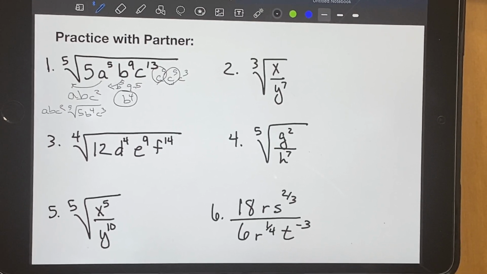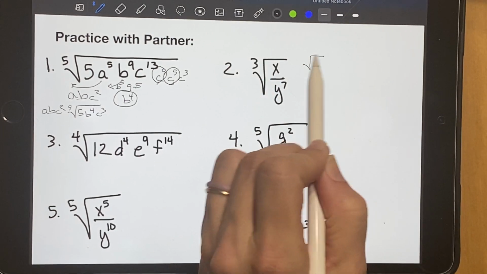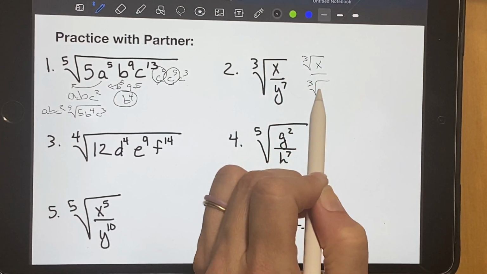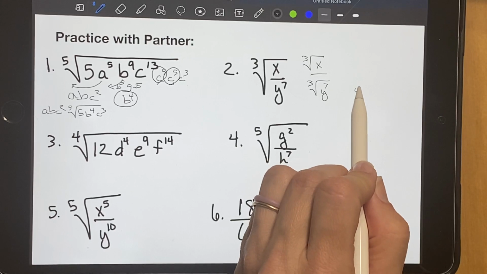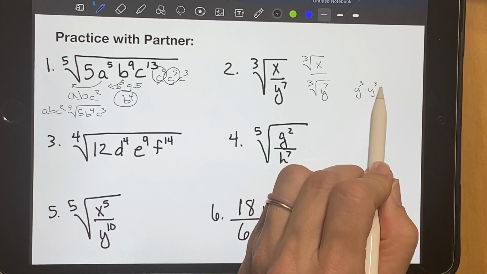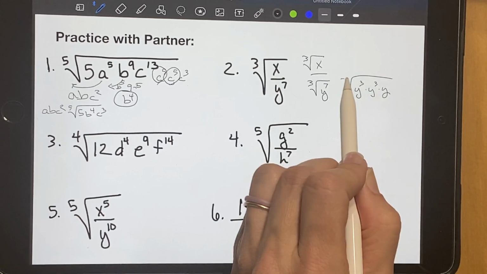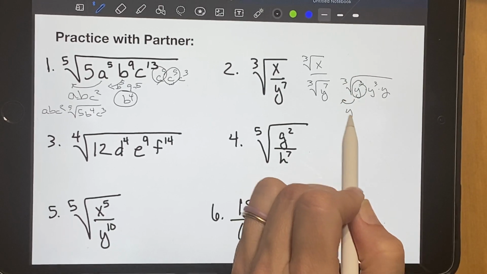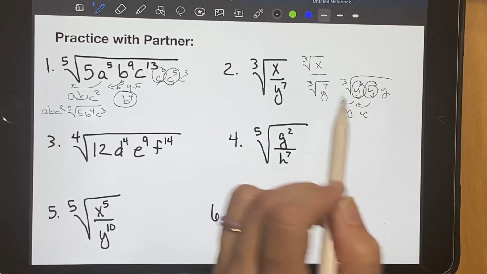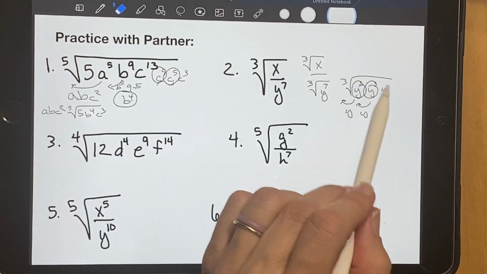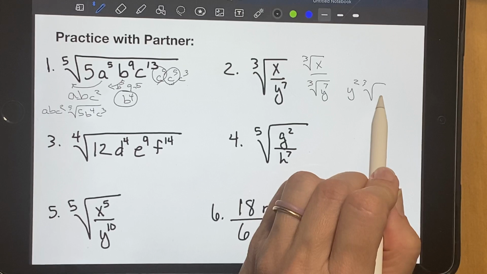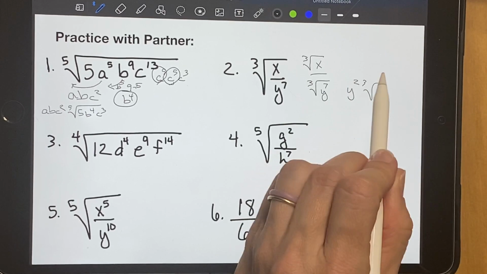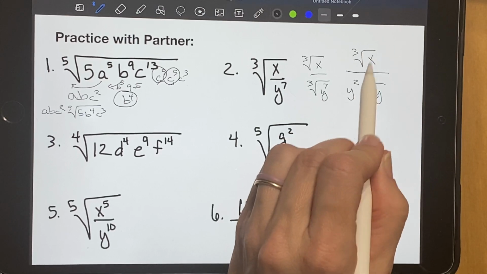it's important for us to remember back to our rules that we were working through. We could separate this out again, right? Cube root of x over the cube root of y to the 7th. Well, I need 3 and I have 7. So how many was that? That's y cubed, y cubed, and an extra y gives me 7. So this one comes out, and this one comes out, and this one stays underneath. So when we're looking at it, we have y squared cube root of y over cube root of x.